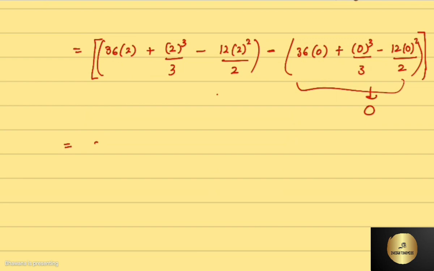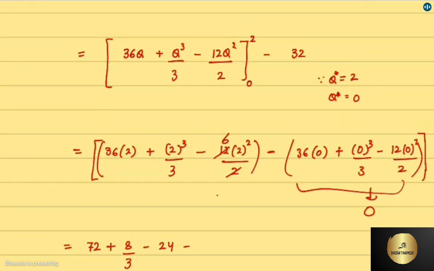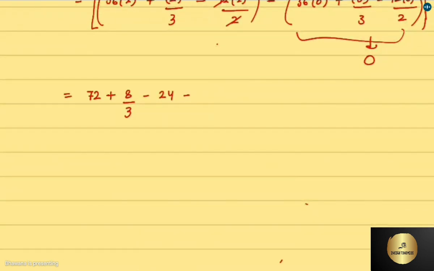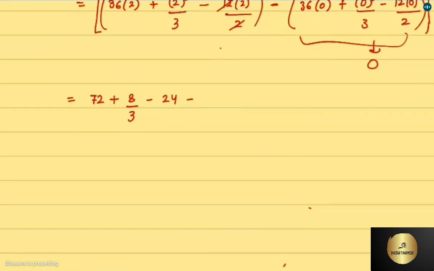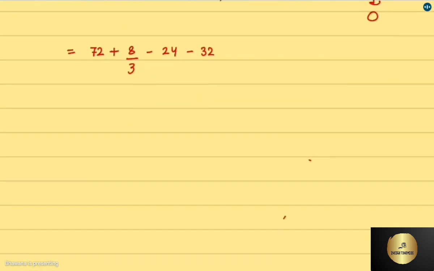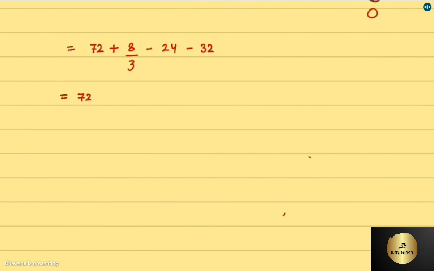So we'll get plus 8 by 3 minus 24, since 2 squared is 4. So we'll get 72 plus 8 by 3 minus 24. This whole term is 0, but what did we have to subtract? P star into Q star, the area of that rectangle. What is this? 32. Now solve it. 72 plus 2.66, minus 24, and then minus 32.